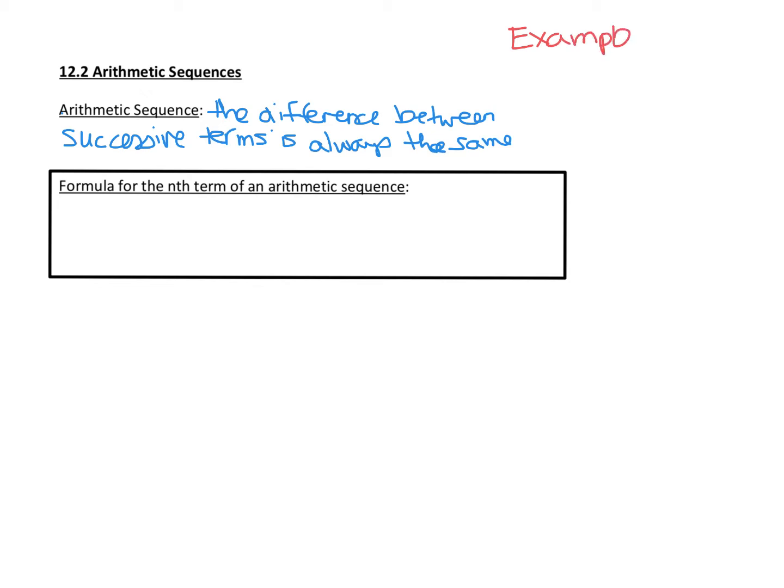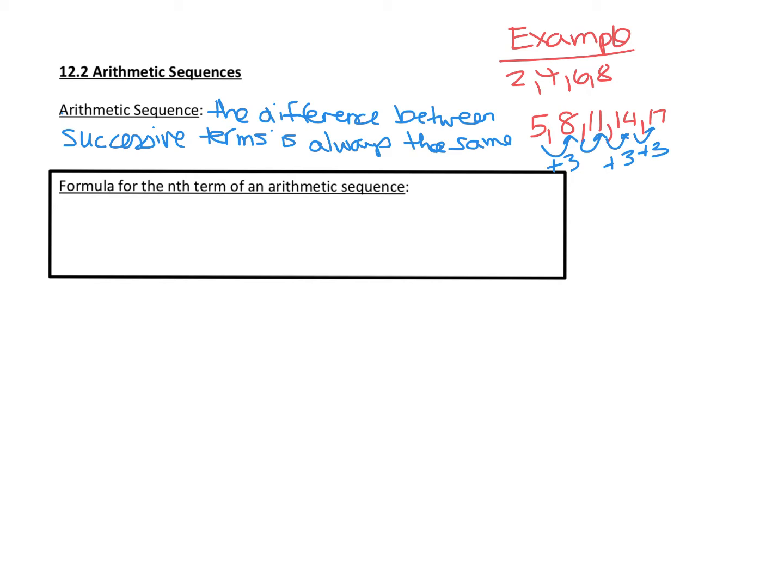An example is 2, 4, 6, 8. Those are the even numbers. You'll notice that if you were to add 2 to each of these terms, you would get the next term. Another example is 5, 8, 11, 14, 17, and so on. You'll notice that each of these numbers is 3 more than the previous one. You just add 3 to get the next number for each of those. So these are examples of arithmetic sequences.